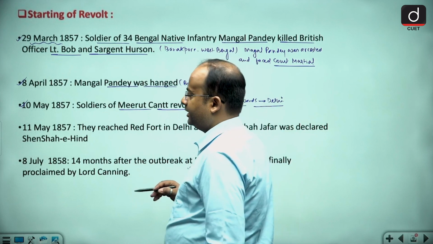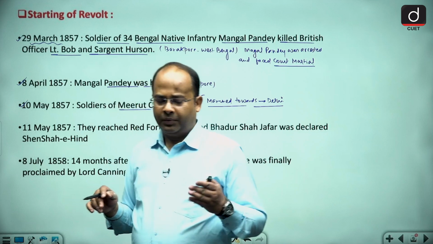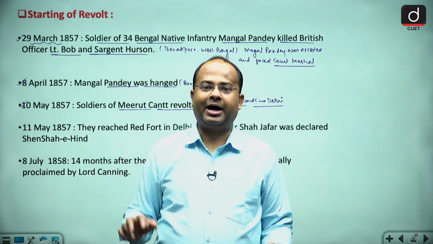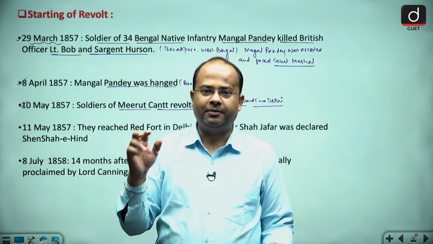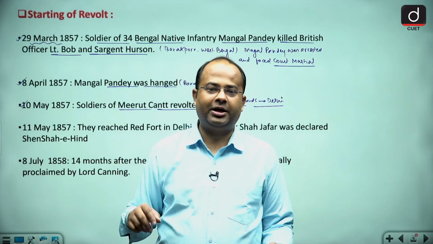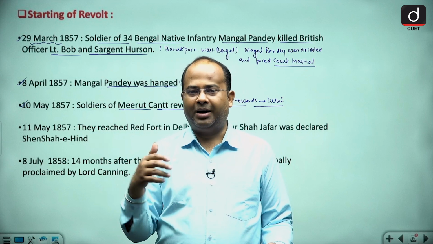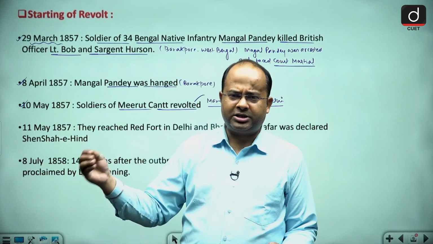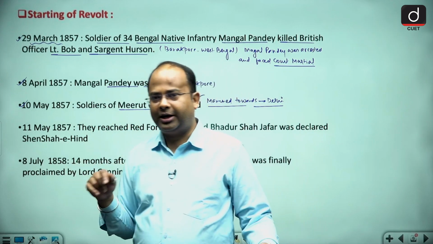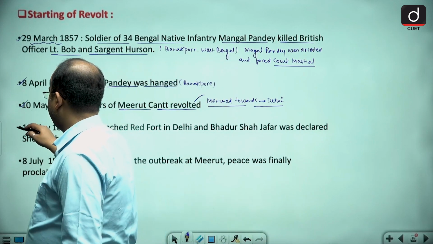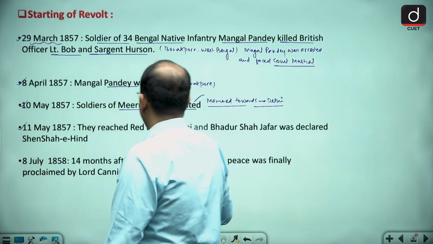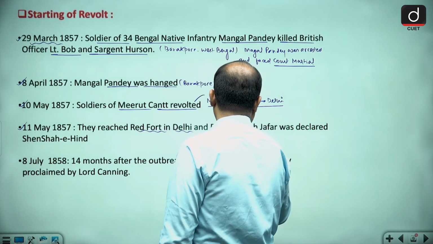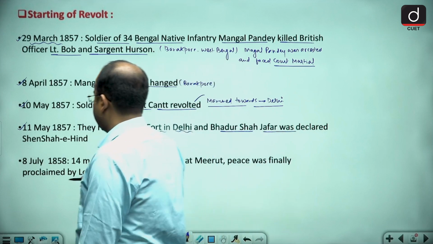Now guys, it is said that they reached Delhi by the night of 10th, and they started attacking the British establishment in Delhi, especially in the area of Daryaganj. They carried out a mass massacre of British officers and British families. Now guys, by 11th May they reached the Red Fort in Delhi, and at that point Bahadur Shah Zafar was declared Shahenshah-e-Hind.